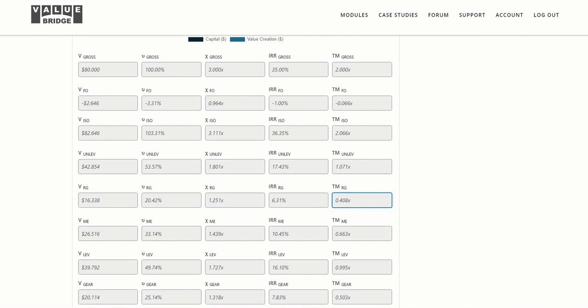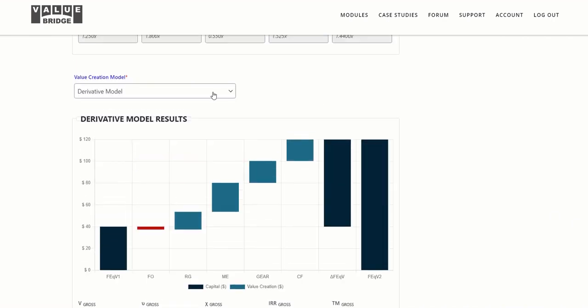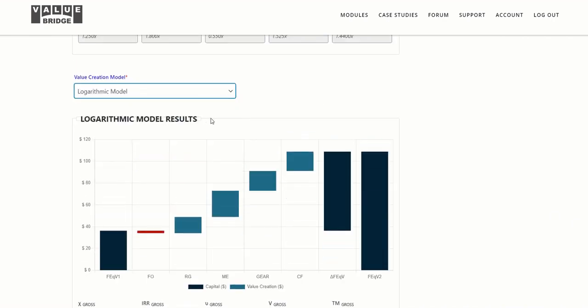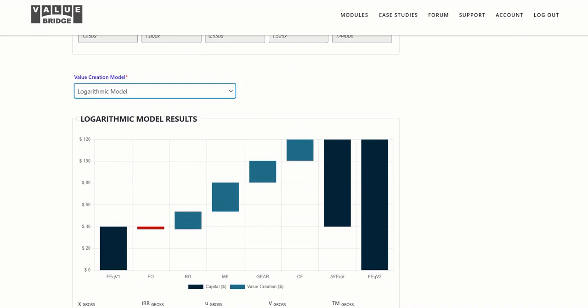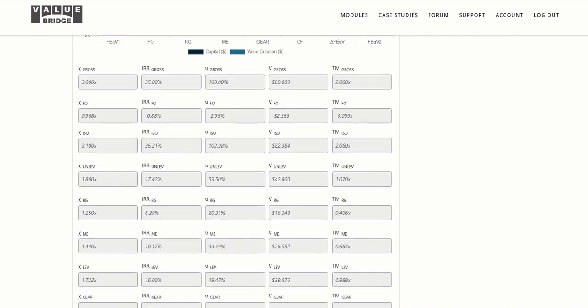Now, if we go back up here and change to the logarithmic model of value creation, the results will change slightly because the underlying math is different, but variance should never be more than a few percent. In the logarithmic model, we start with the equity return multipliers, then calculate value creation IRRs and relative value creation. From there, we can go to absolute value creation, and then finally, times money value creation.